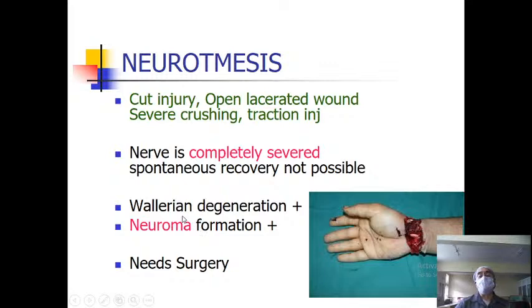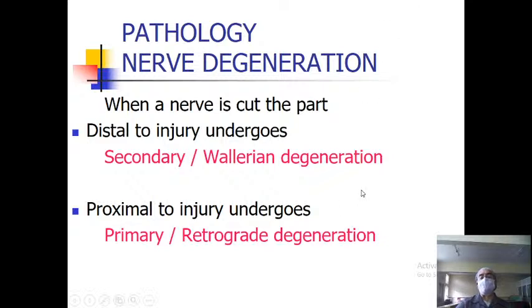So this is once again an entrance bit. Neuroma formation indicates that it needs surgery, because the anatomical continuity of the nerve, the total nerve, is lost. That's why you need to put them together and suture. That means it needs surgery for recovery of the function. So these three are the types of nerve injuries which you can encounter in our clinical practice.